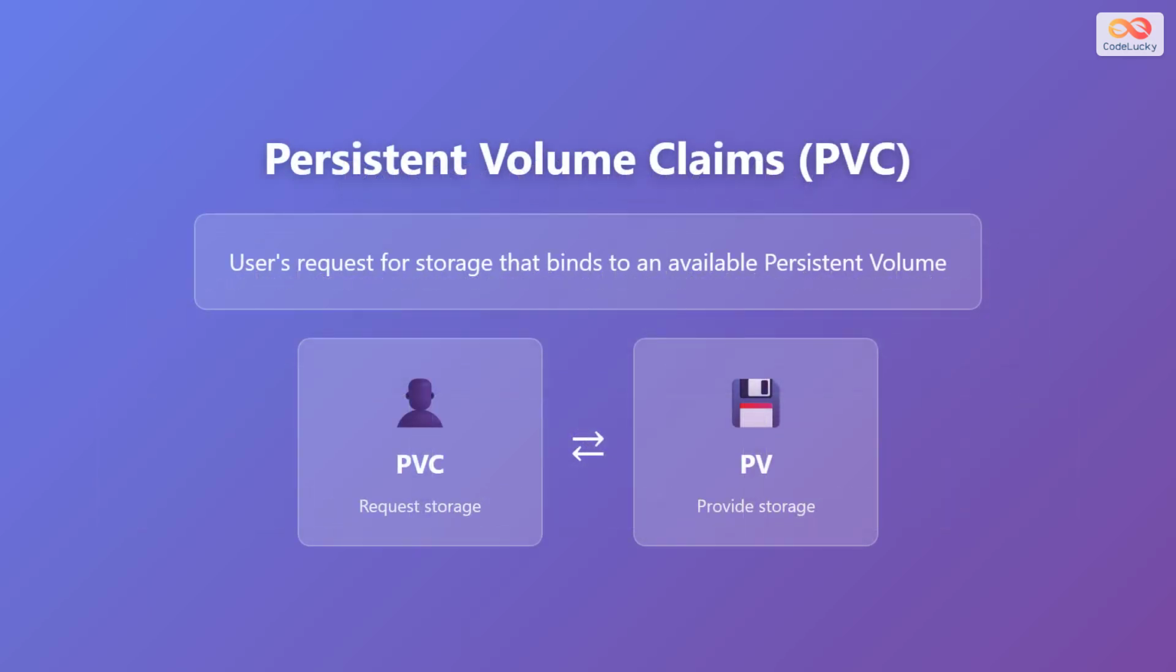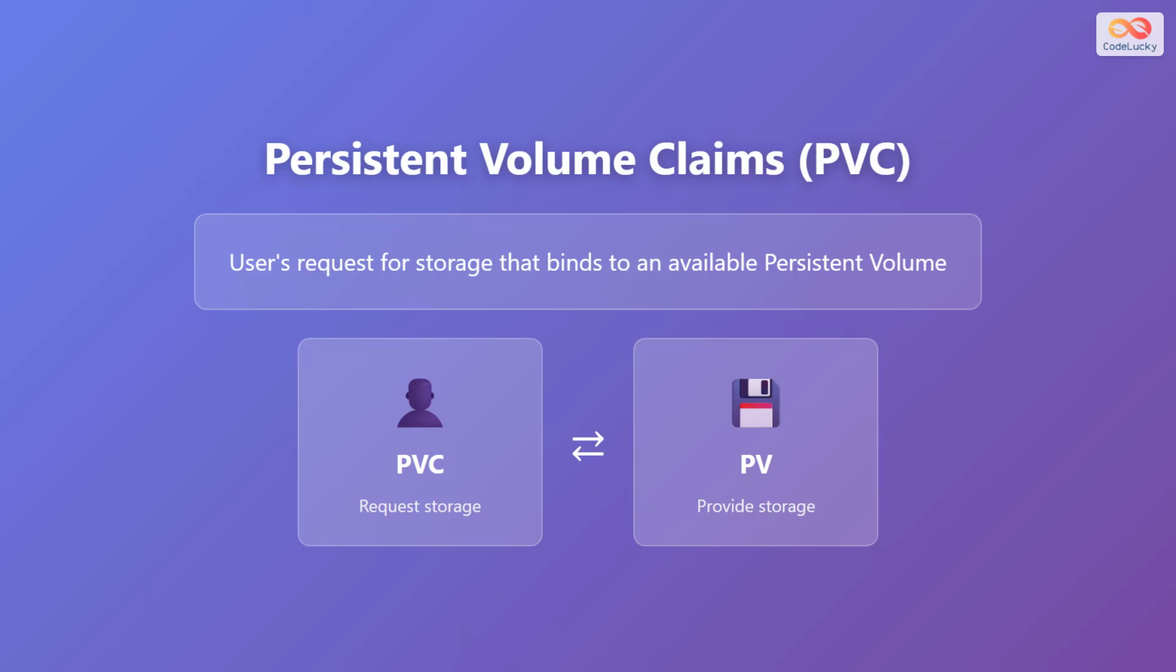To use a persistent volume, pods don't reference it directly. Instead, they use a persistent volume claim. Abbreviated as PVC, a persistent volume claim is essentially a user's request for storage. Think of it like this. Persistent volumes are the supply of storage resources, and persistent volume claims are the demand.